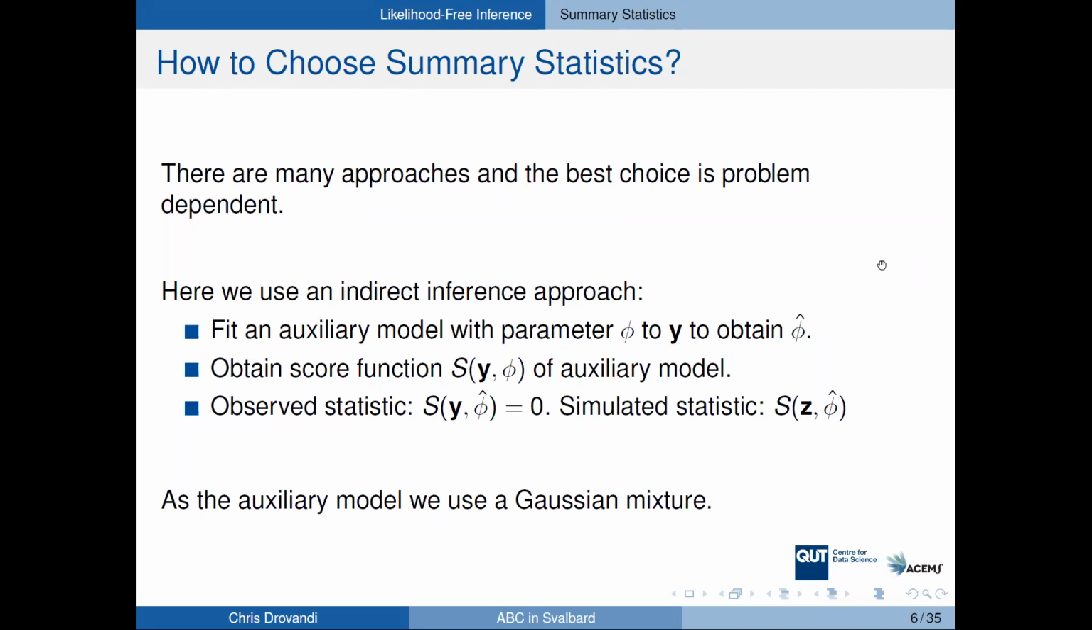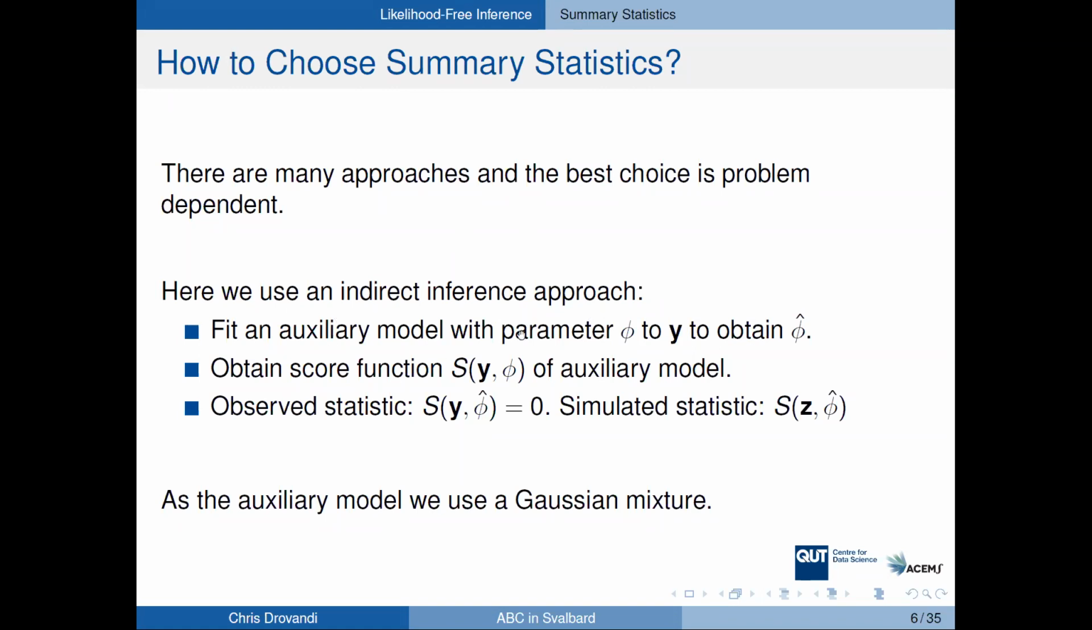But for the examples in this particular study, we found that an indirect inference approach seems to work pretty well. So we're just using this as a generic approach for these particular examples. What we do with indirect inference is we propose some alternative auxiliary model that does have a tractable likelihood function, and it's parameterized by phi.